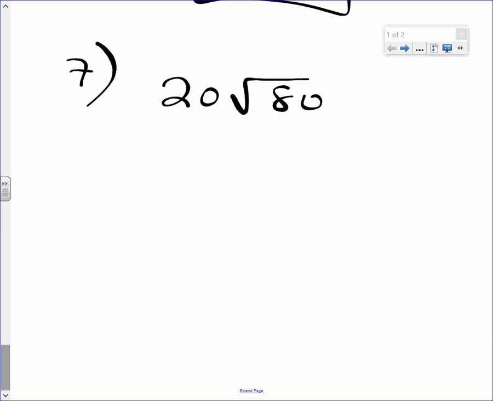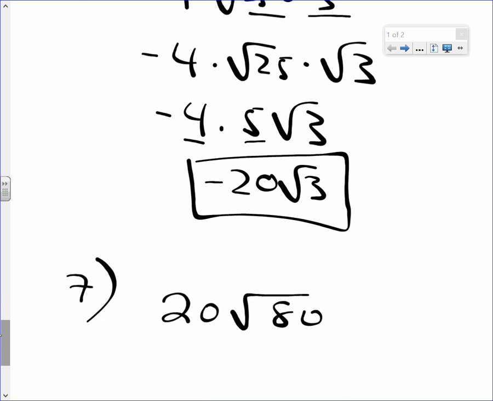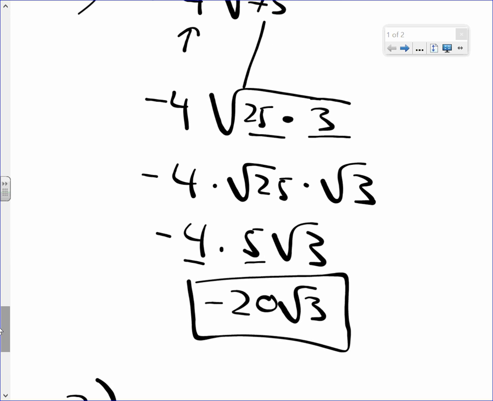Does the outside number always stay the same? Right, it stays with you till the end, and then you can multiply by any normal numbers at the end, like we did on example 6. The negative 4 stayed with us all the way to the end, so I was able to multiply by the normal number 5 to become negative 20. Normal numbers you can multiply as normal with normal numbers. Radicals can only be multiplied by other radicals. A radical times a radical became radical 75.